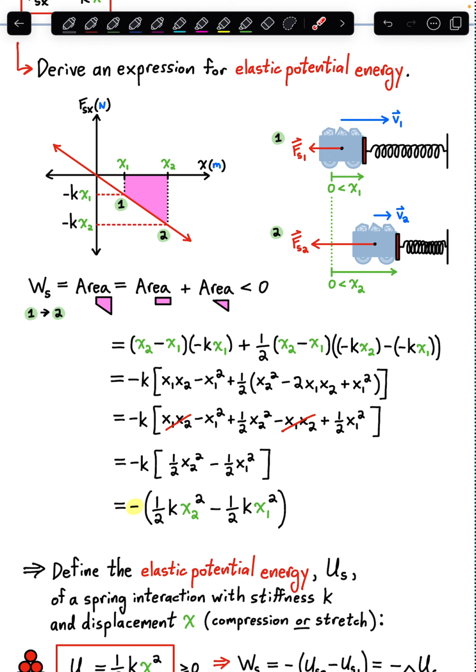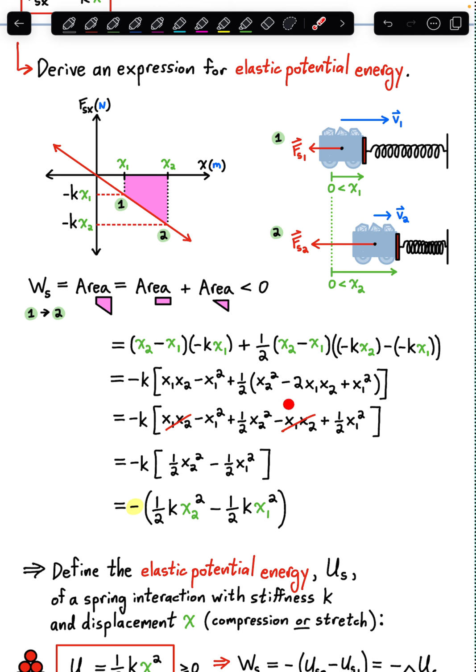And now some algebra. I'm going to factor out a minus k from each term in the expression, pulling that minus k out front. Then distribute the x1 across these two terms, so we have x1 times x2 minus x1, squared. I'm going to leave the 1/2. And then this becomes x2 minus x1 times x2 minus x1 once we factor out the minus k. So we'll distribute across those two terms to get this expression here, and distribute the 1/2 across these.